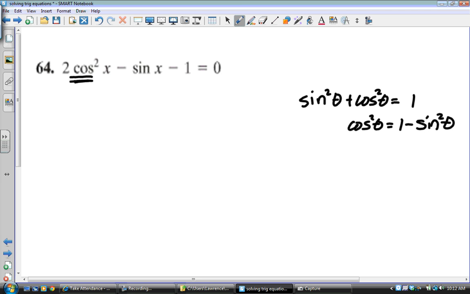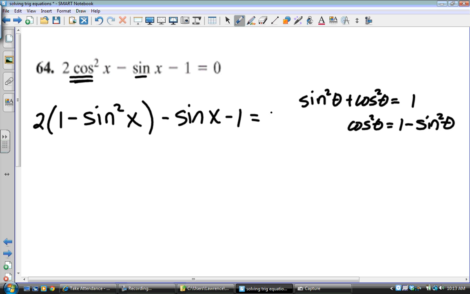Now, why would I want to do that? Because they both have a sine, won't they? One of them would be sine squared and the other one would be sine, wouldn't it? Does that make sense? Well, watch. For cosine squared, I'm going to substitute 1 minus sine squared, so it can go with the other sine that's in the problem, right? So we'll say minus sine x minus 1 equals 0.